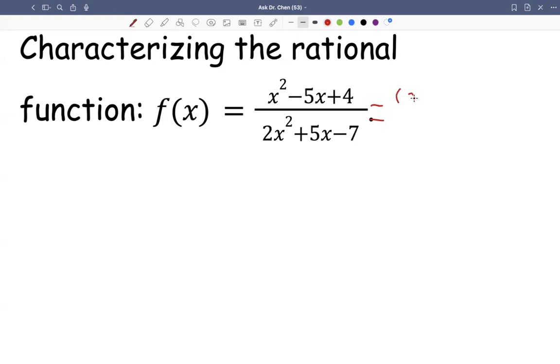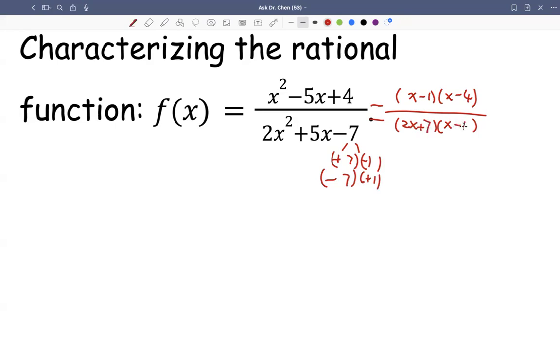The numerator obviously can be factored as x minus 1, x minus 4, right? Two factors. The denominator, we can factor as 2x and x. So -7 can only be +7 times -1 or -7 times +1. Which one works? We want to put 2x and 7 together to make 2x plus 7 and x minus 1. In this case, we get 7 times x, 7x, then -2x adds up to be 5x.